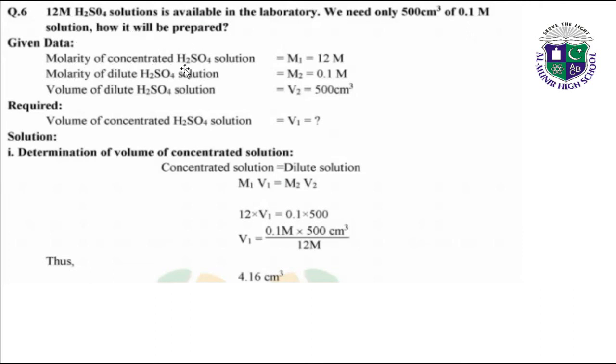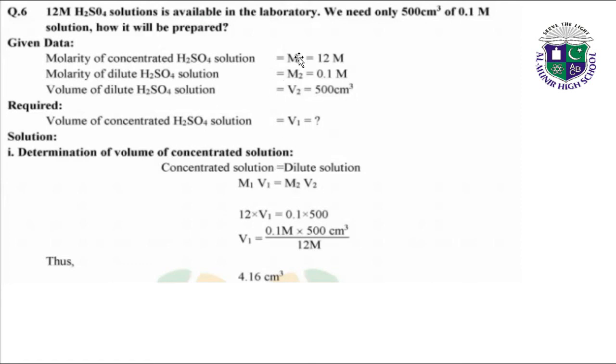So molarity of concentrated H2SO4 solution is given, which is M1. Molarity of dilute H2SO4 solution is given, which is M2. Volume of dilute H2SO4 solution is given, which is V2. Required is the volume of concentrated H2SO4 solution. To determine the volume of concentrated solution, we will use this formula. Concentrated solution is equal to dilute solution. M1 V1 is equal to M2 V2.